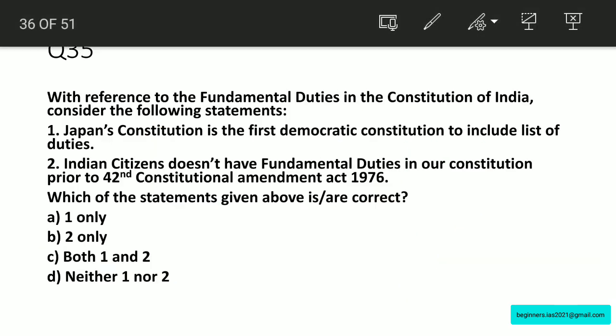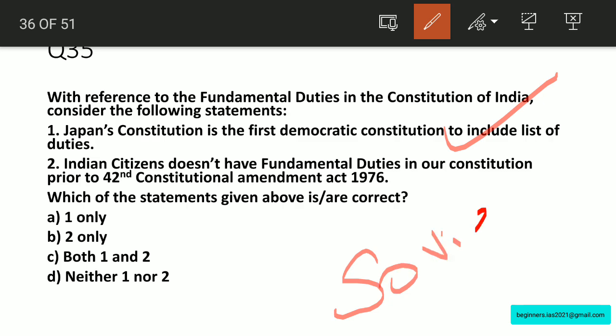Let us move on with question number 35. With reference to the fundamental duties in the Constitution of India, consider the following statements. Japan's Constitution is the first democratic constitution to include fundamental duties. Yes, this statement is right. Though the fundamental duties were derived from the Soviet Constitution, the statement given is that Japan was the first democratic country to include them in its constitution. Yes, that is right.